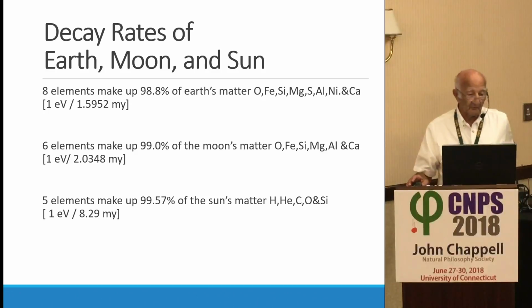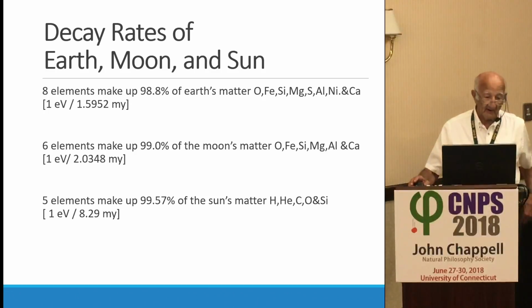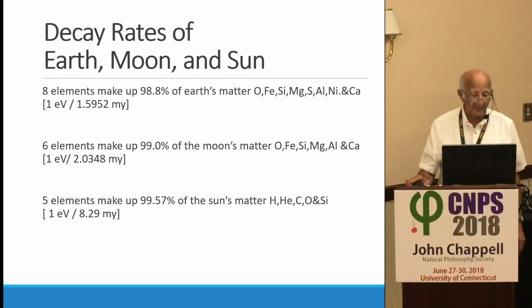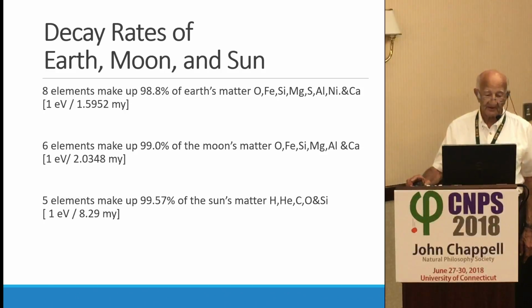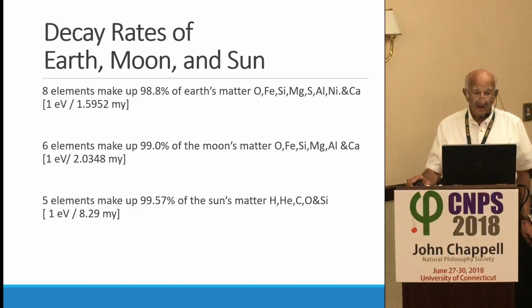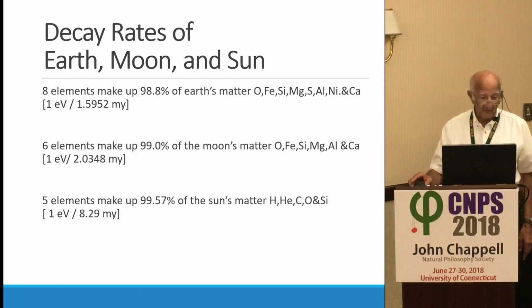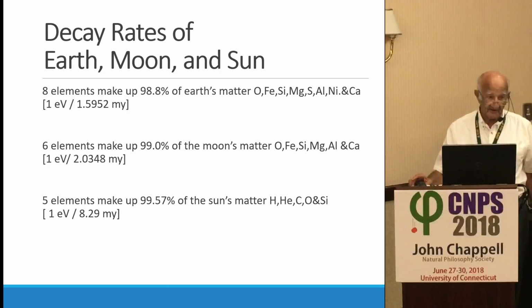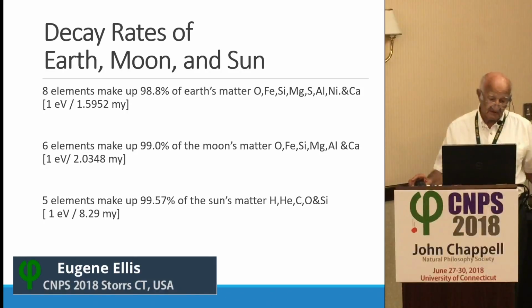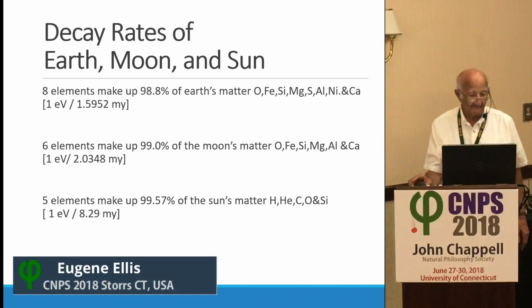Decay rates of Earth, Moon, and Sun. There are 8 elements that make up 98.8% of Earth's matter. The first 4 make up 93%, and the last 4 make up the difference. On Earth, 1 electron volt decays every 1.6 million years.